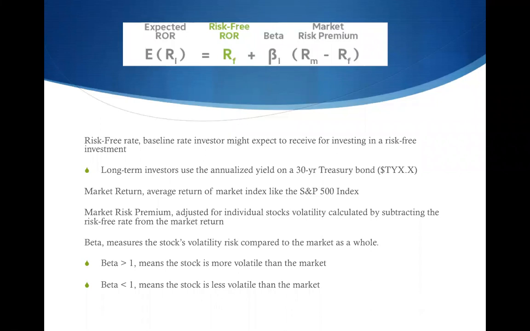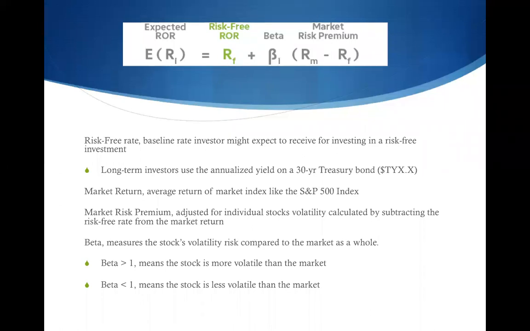The market return is the average return of a market index like the S&P 500 index. That's pretty much used as a benchmark for the overall market. You also have the market risk premium, which is up there. It's adjusted for individual stock volatility, and is calculated by subtracting the risk-free rate from the market return.